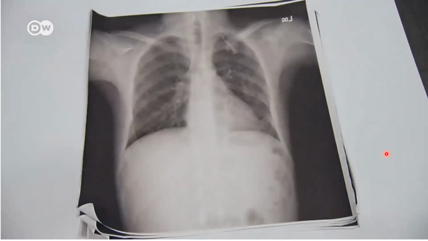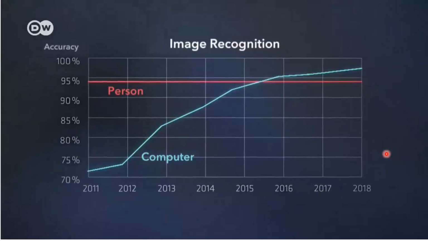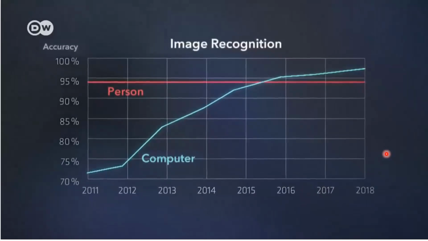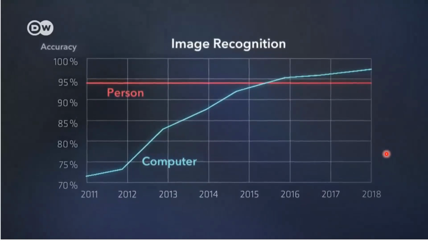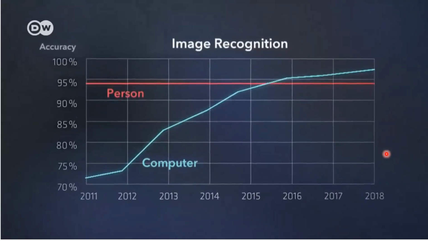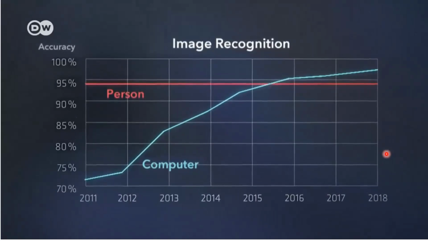Reading X-rays accurately is a complicated process, but artificial intelligence is making fast progress. When it comes to identifying or recognizing simple images, computers have surpassed human accuracy.